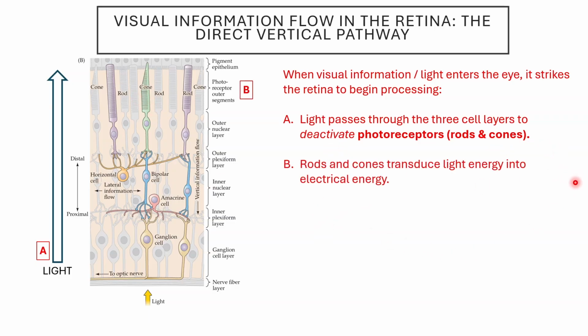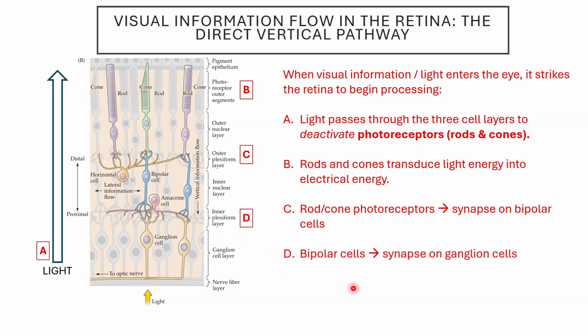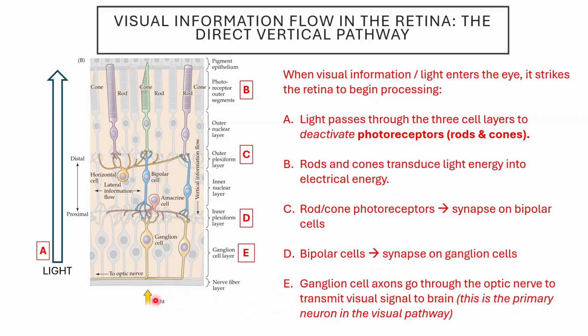Rods and cones transduce light energy into electrical energy, electrochemical energy, I should say. And the photoreceptors synapse onto bipolar cells, which is what we're going to be focusing on as far as the circuit goes. So those bipolar cells then synapse onto ganglion cells. And then the ganglion cell axons transmit their information through the optic nerve, providing that visual signal to the brain. And this is the primary neuron in the visual pathway, the very first neuron. Okay, so we refer to that as the primary neuron.